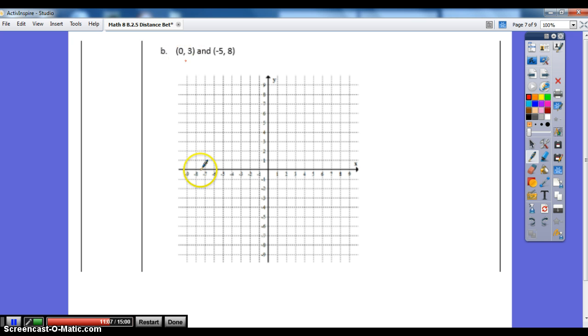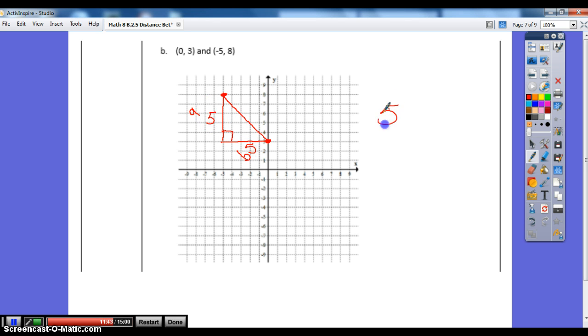So the first one, 0 and 3. 0 is right here and then up to the +3. Then we have -5 and +8. Some of you went to the -8. All right, so the distance between those 2 points will be our hypotenuse. We need to come over here, make our right angle. And we have our A and our B. So how long is A? They happen to be the same length, don't they, again?